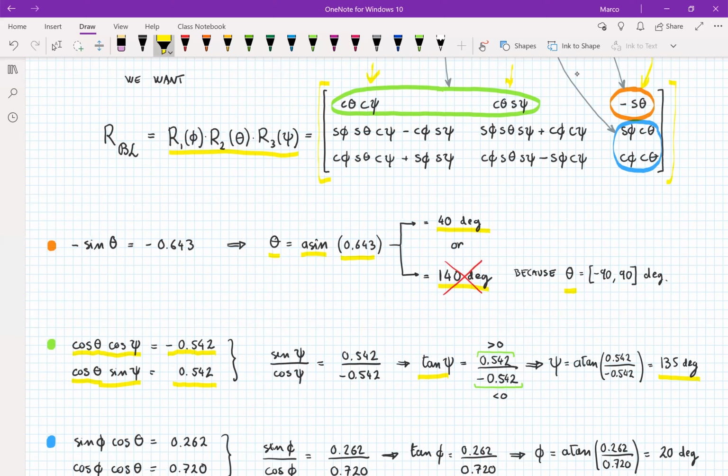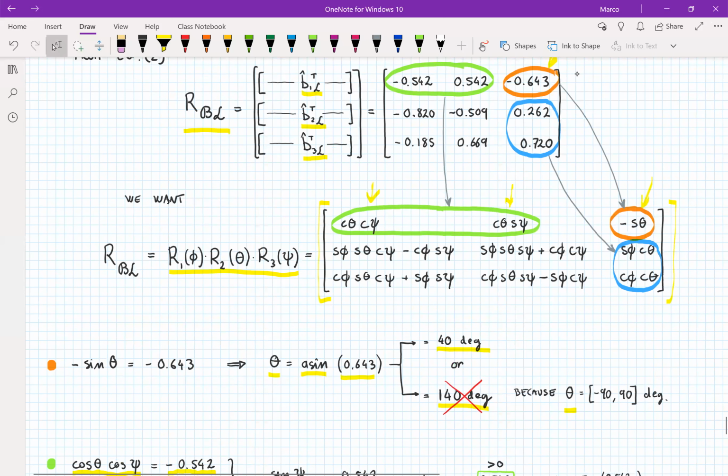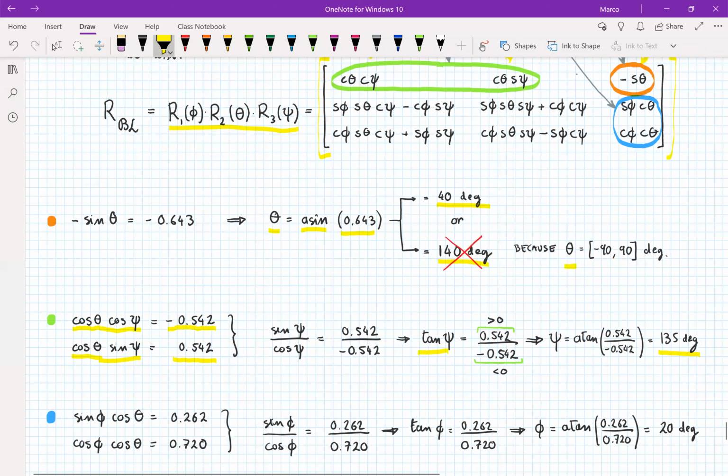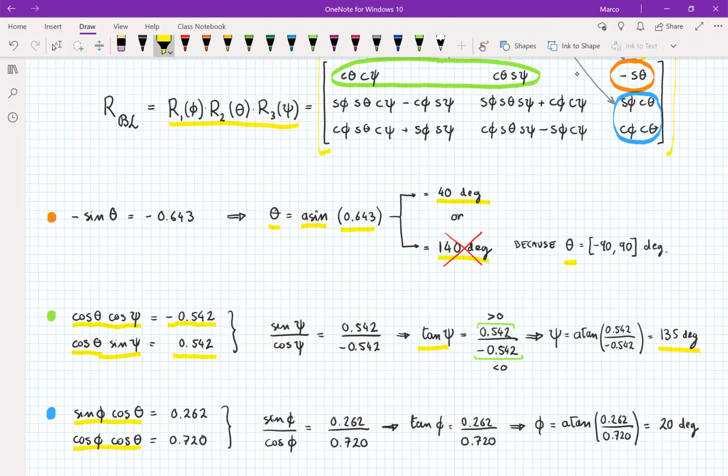Well, and that is equal to 135 degrees. Now, there's a catch, and I'm going to tell you in a minute. So for now, just bear with me. It's equal to 135 degrees. Now, finally, we can take the other two entries, so the blue ones, and we find something similar. We can find now the angle phi. We have that the tangent of phi is equal to 0.262 over 0.720. So we have that phi is equal to 20 degrees.